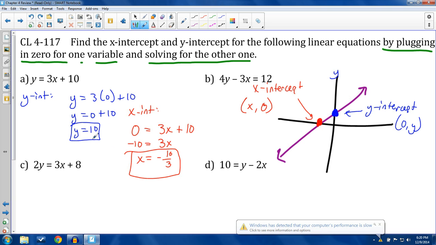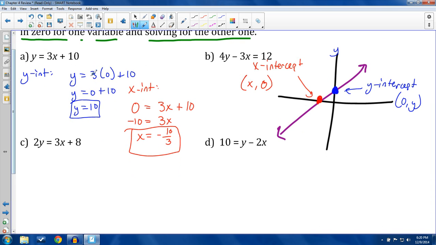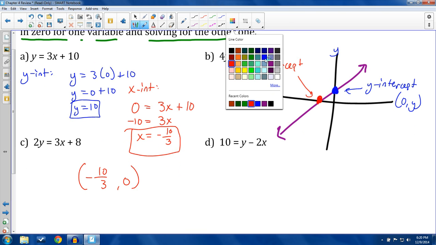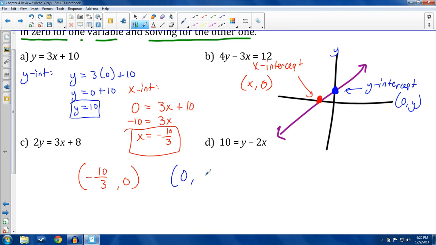Now, the actual intercepts, if you want to write them out: your x-intercept is actually negative 10 thirds, comma 0, and your actual y-intercept is 0, comma, 10. These are actual points on your graph. Like, these actually exist. This is where it crosses through. That's about negative 3.333, whatever. I don't want you to round that number. I want you to leave it as a fraction. It's an exact number if you do that.